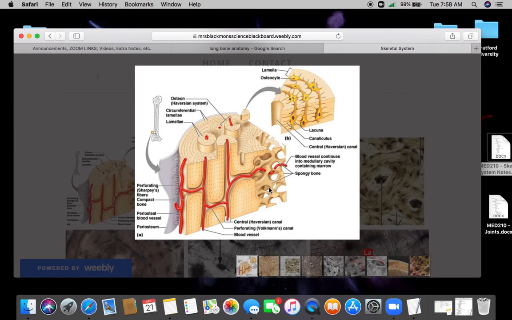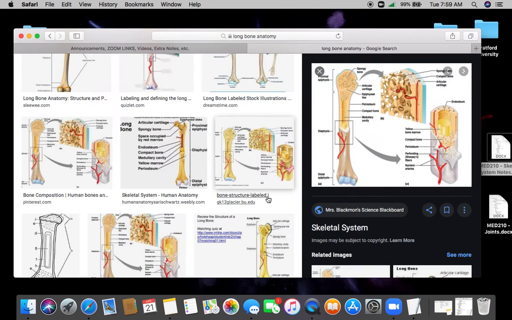And then you have your spongy bone here, and you can see that it kind of looks like a sponge. Okay, Haversian canals go up and down, and you can see these other canals that go sideways, and those are your Volkmann's canals. Alrighty. So those are some nice pictures, to illustrate that the bone is actually a living thing.